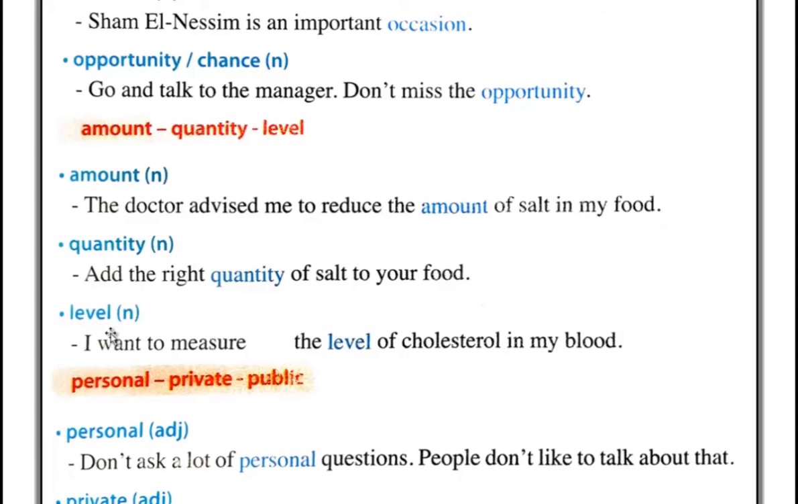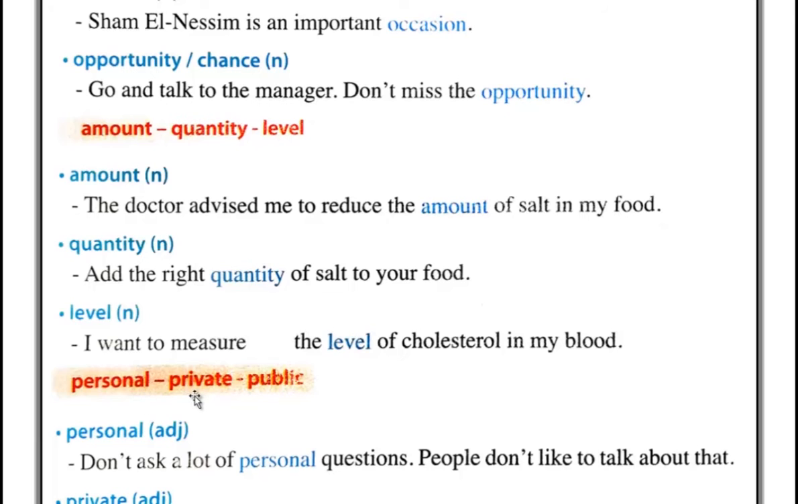Level. Of course, we have high level, middle level, and lower level. I want to measure the level of the cholesterol in my blood. I want to measure the amount of cholesterol in my blood to know if it is high or not.